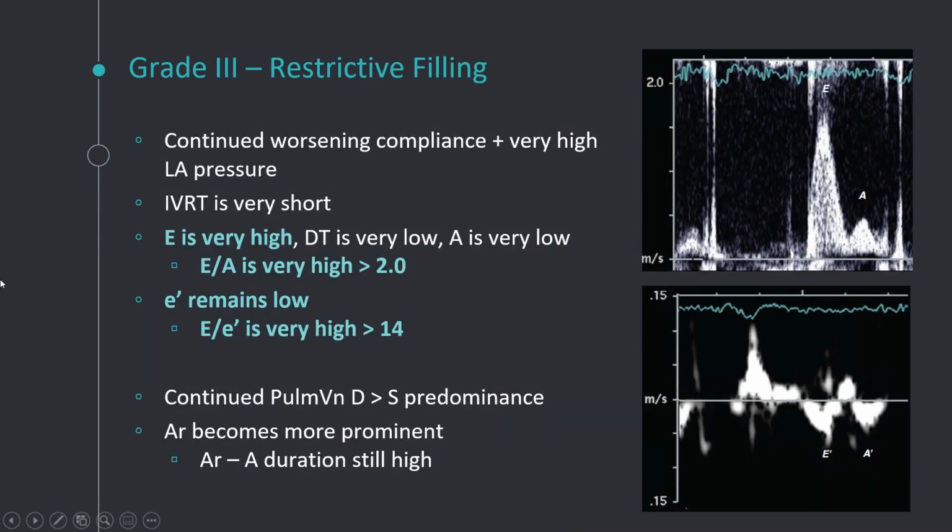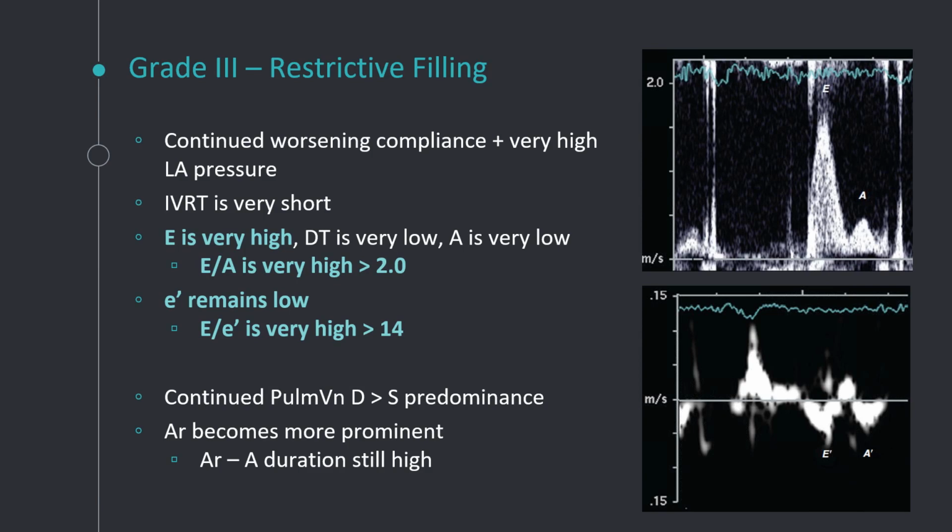I haven't really looked at that calculation, to be very honest. Severe diastolic dysfunction would be restrictive filling. If you have continued worsening of the compliance and continued worsening of the pressure, you get a pattern where your E wave is going to be very, very high, because you have a marked increase in early mitral inflow.